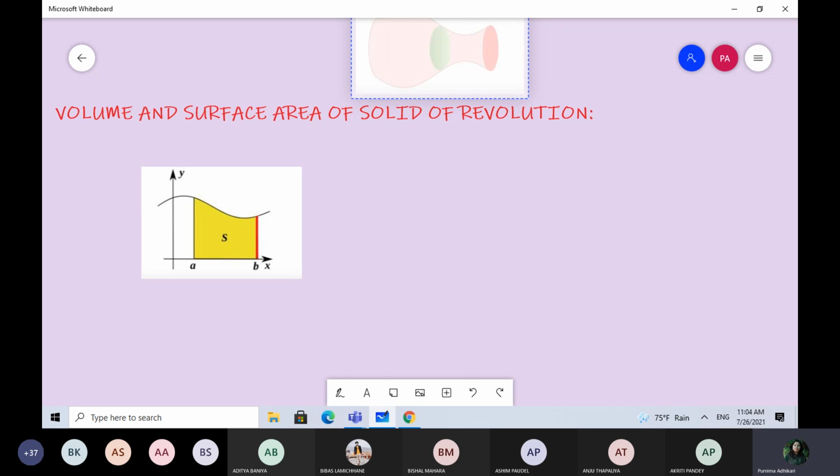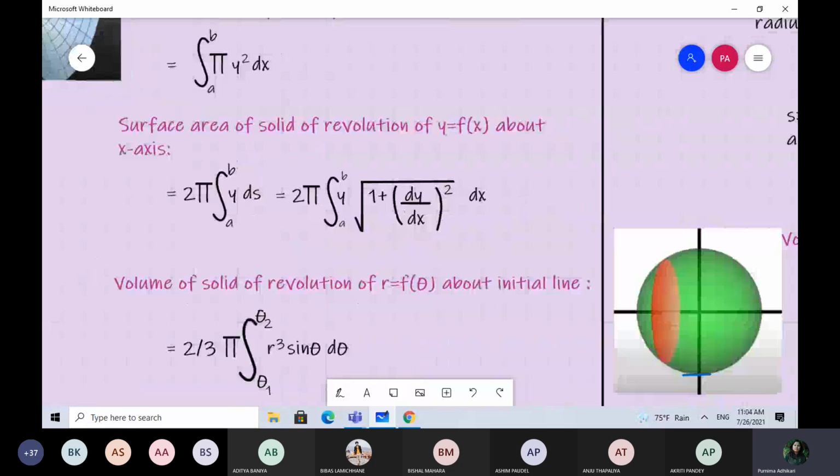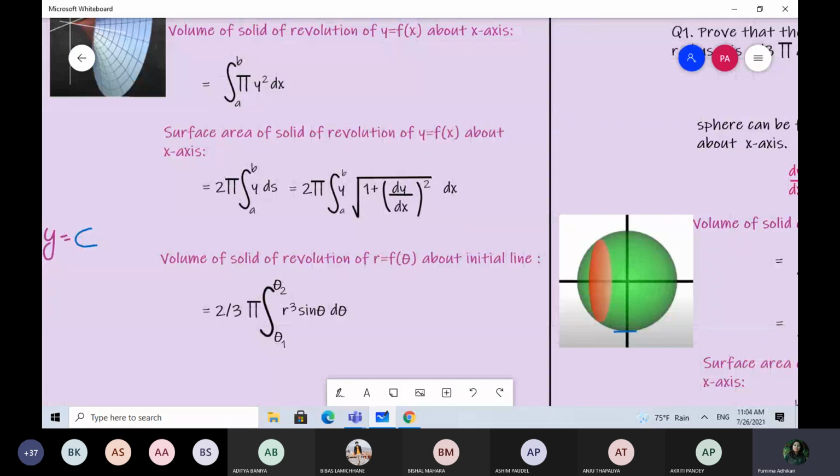Okay, so just have a look at this formula. Just give me a moment. Look at this formula.